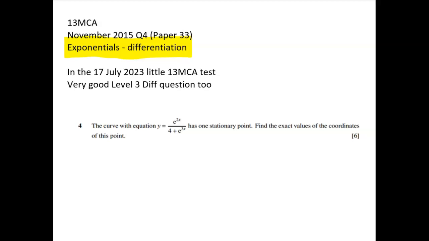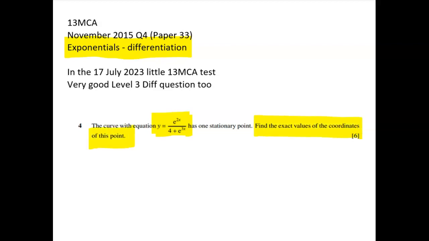This is a pretty short, easy question from the November 2015 Pure paper, Pure 3. It's on exponentials and differentiation, and it's one that could be a merit question in level 3 calc, definitely not an excellence question. We're given a curve with this equation, and we're told it's got one stationary point, and we just have to find the exact values of the coordinates of this point.